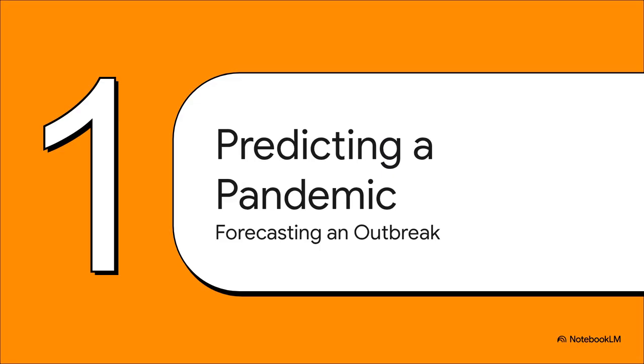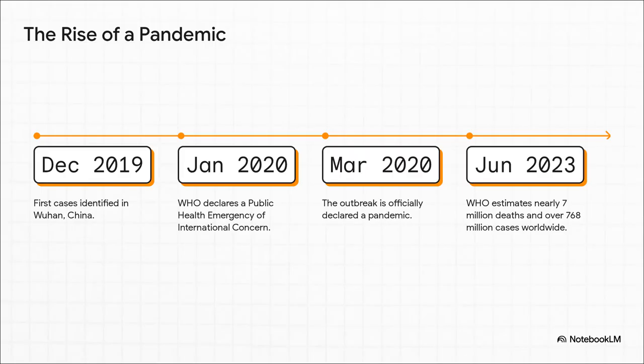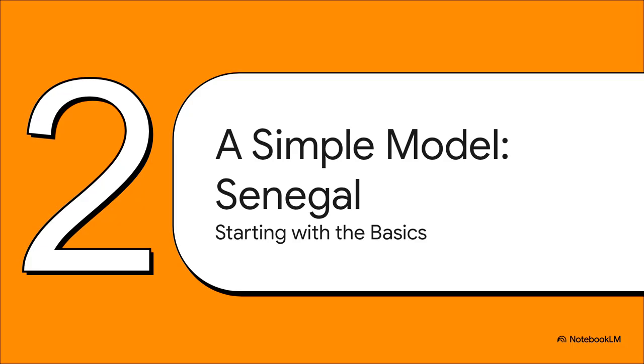So, first stop, just trying to get our heads around the massive scale and speed of the problem that these modelers were facing. Trying to predict where a new disease is going to go is honestly one of the toughest and most critical challenges in all of modern science. Just think about how fast everything happened. December 2019, you have the first few cases. A little over 2 months later, boom, it's a global pandemic. And by June 2023, the WHO is estimating nearly 7 million deaths. When a virus is moving that fast, having tools to predict its next move wasn't just a nice to have. It was absolutely essential.